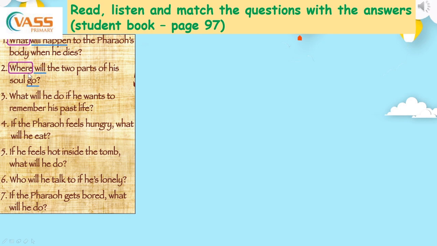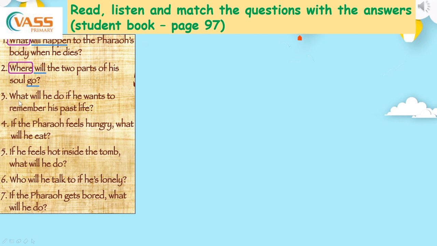2. Where will the two parts of his soul go? So where is our question word. Will, to show it's in future tense. The two parts of his soul is the subject. Sometimes the subject is just one word, like he. But here the subject is the two parts of his soul. Where will the two parts of his soul go?